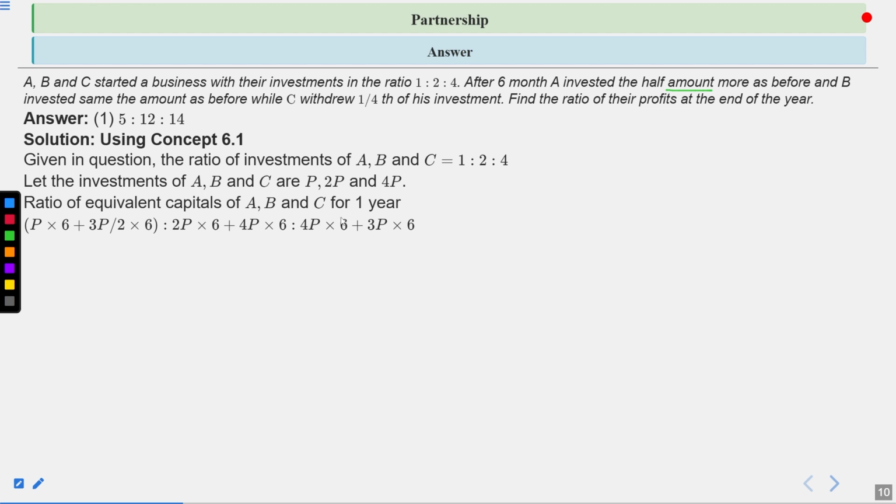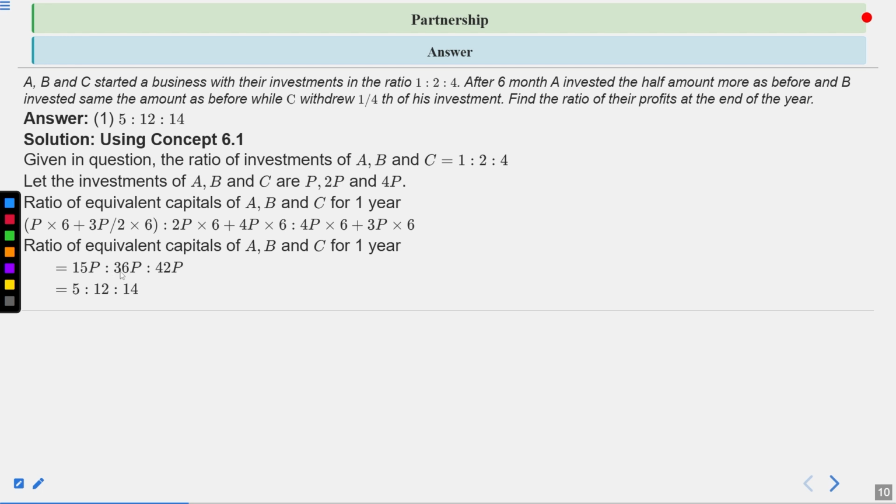In the same way, for C, 4P multiplied by 6 plus 3P multiplied by 6. This will be the ratio of the profit between A, B and C. Now, when we simplify it, we get the ratio of the equivalent capital of A, B and C for 1 year as 15P ratio 36P ratio 42P.